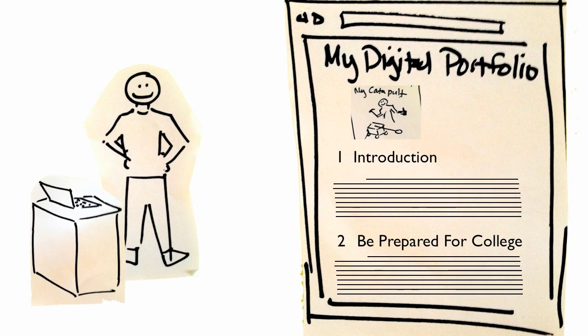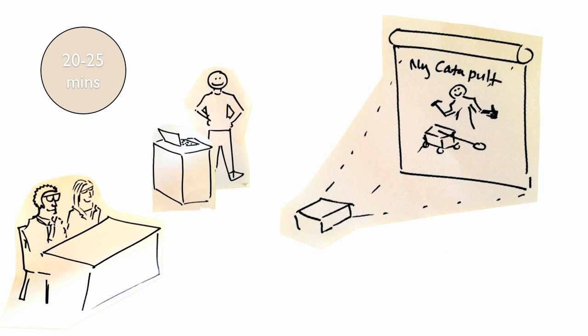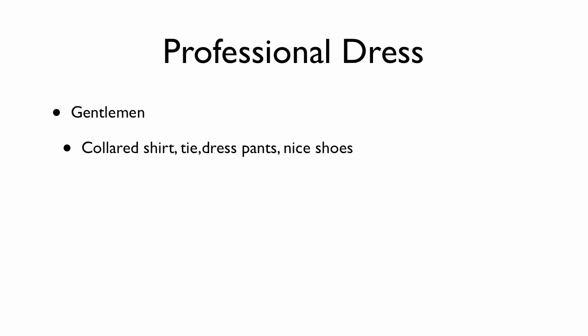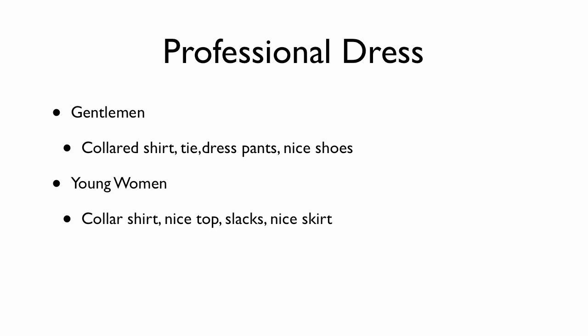So let's talk about a couple other details. And yep, you guessed it, professional dress. Professional dress for young men and young ladies is going to be a little bit different. First of all, for the gentlemen, try to get a collared shirt, a tie, dress pants, and nice shoes. For young women, a nice top, slacks, or a nice skirt. Reminder that dress code, of course, is always enforced.